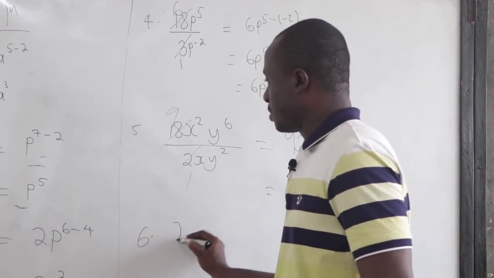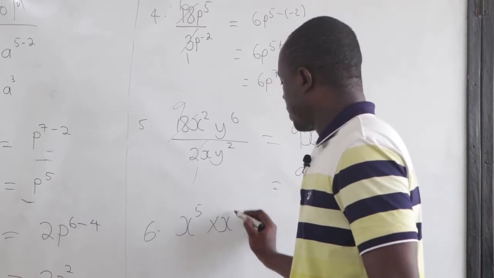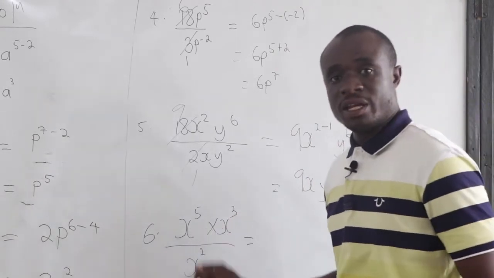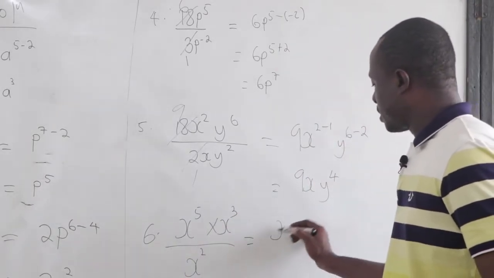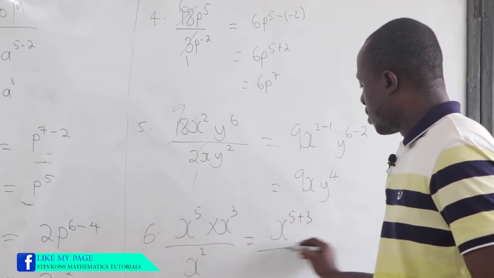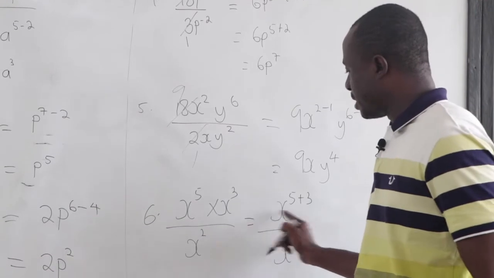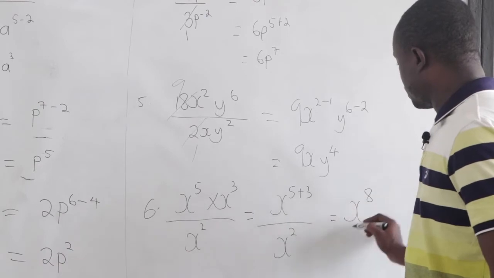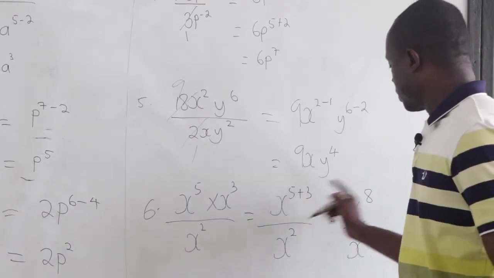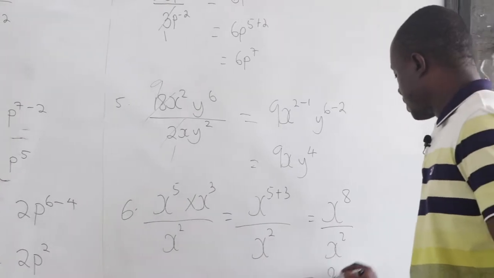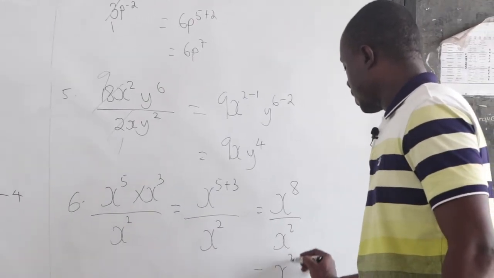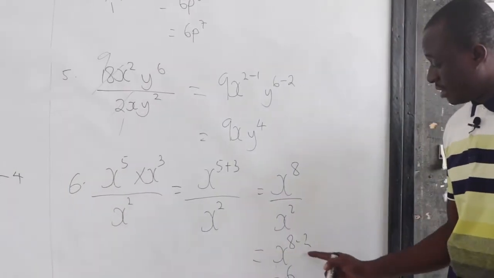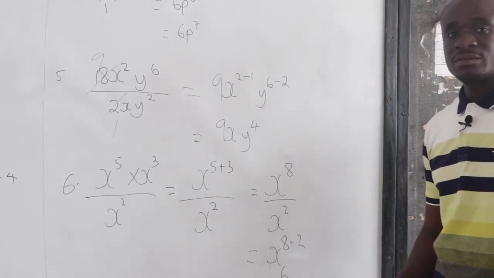Now let's see question 6, we have x to the power 5 times x to the power 3 all over x to the power 2. Now here, we are multiplying the exponents, what do we do? We add. So we have x to the power 5 plus 3 all over x to the power 2. Why are we adding? Because the bases are the same and you are multiplying, you add. So we have x to the power 8 all over x to the power 2, 5 plus 3, that is 8. And this is x to the power 8 minus 2, and this is x to the power 6, because 8 minus 2 gives us 6.